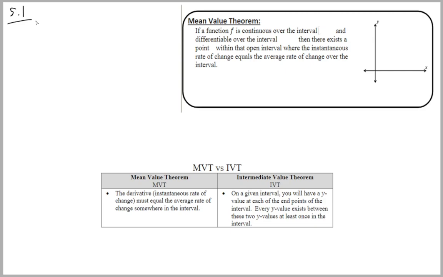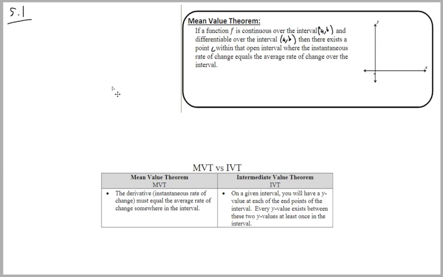Today we're going to talk about the mean value theorem and what it means to use it. The mean value theorem is a pretty simple theorem. It states that if a function f is continuous over the interval a comma b and differentiable over the interval a comma b, then there is a point c within that open interval where the instantaneous rate of change equals the average rate of change over the interval.